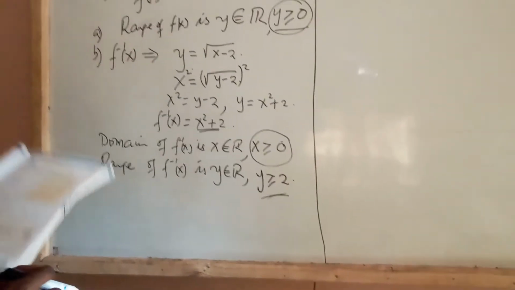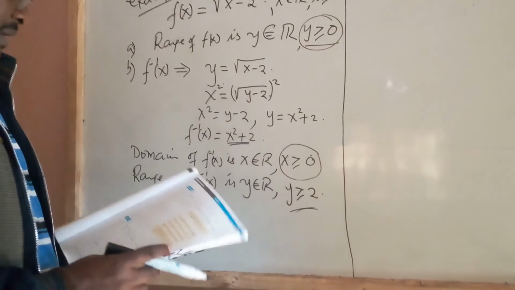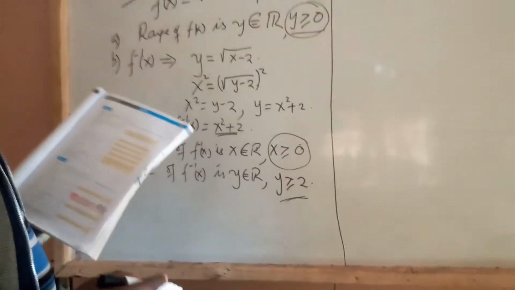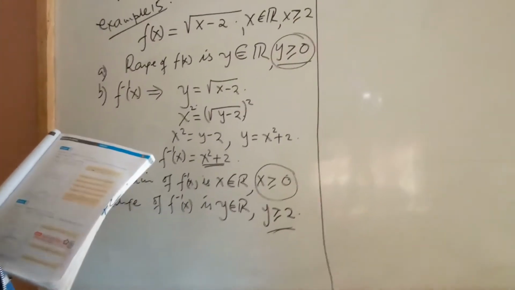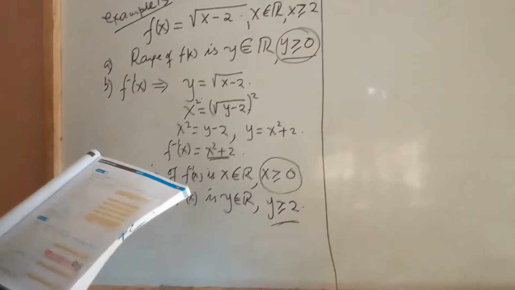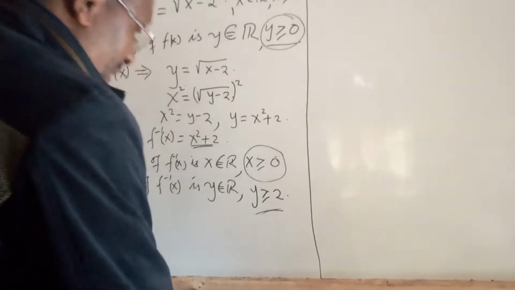But it is part C that we must look at a bit more seriously, where we are supposed to sketch y equals f(x) and y equals f prime (x), and the line y equals x.